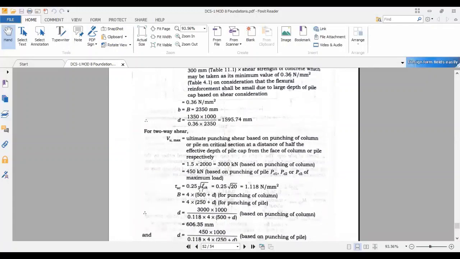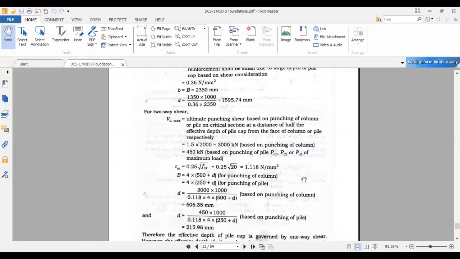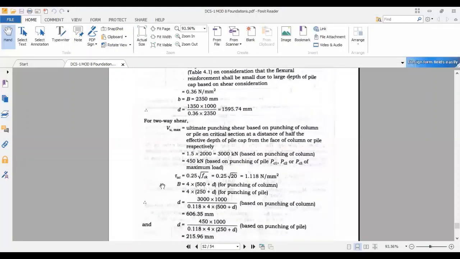And tau UC is given by, as you know, 0.25 under root FCK. So the value of tau UC becomes 1.118 Newton per mm square. In this way, we'll get the value of total B in the case of punching of column. So B is 4 multiplied by 500 plus D. And here for punching of piles, B is 4 into 250 plus D.